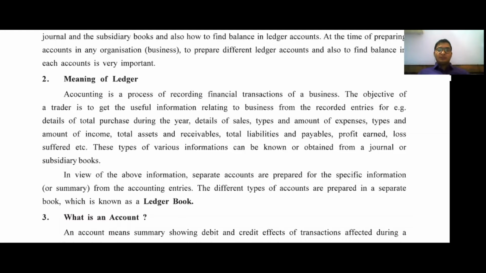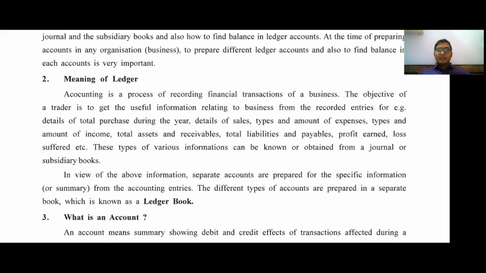Accounting is a process of recording financial transactions of business. The objective of a trader is to get useful information relating to business from the recorded entries. For example, detailed total purchases during the year, sales, types and amount of expense, types and amount of income, total assets, total receivables, liabilities, payables, profit earned and loss suffered, etc. These types of various information can be known or obtained from a journal or subsidiary books.